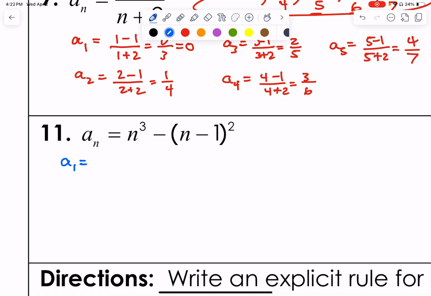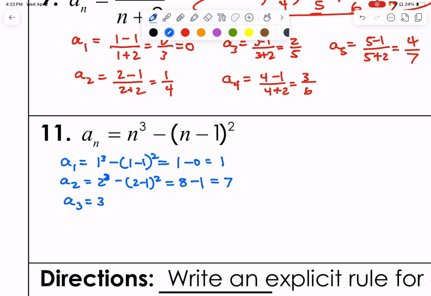A sub 1 is going to be 1 cubed minus 1 squared, which will be 1 minus 0, which is 1. A sub 2 is going to be 2 cubed minus 2 minus 1 squared, which will be 8 minus 1, which is 7. A sub 3 will be 3 cubed minus 3 minus 1 squared, which will be 27 minus 2 squared, which is 4, which will give you 23. A sub 4 will be 4 to the third minus 4 minus 1 squared, so that's going to be 64 minus 27.